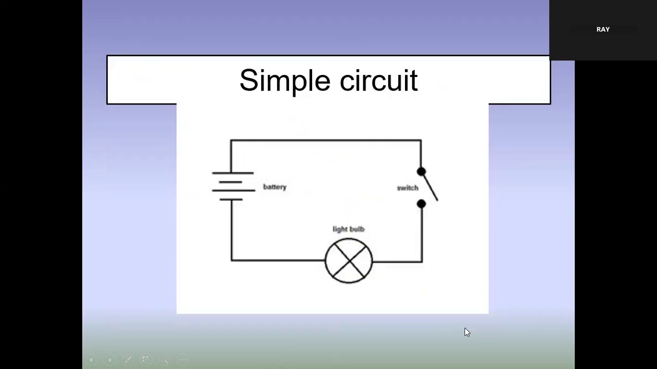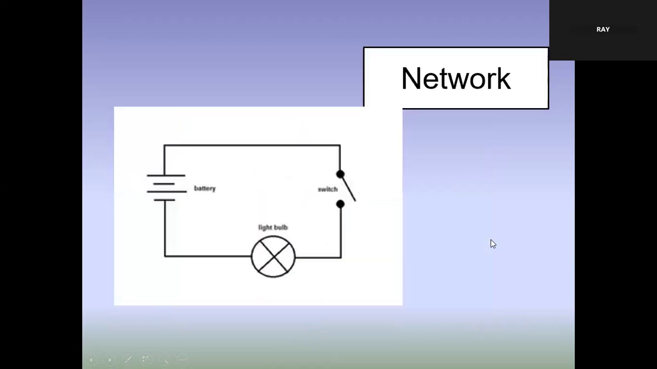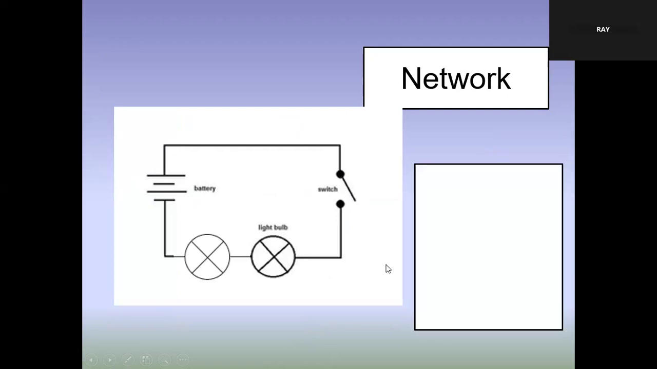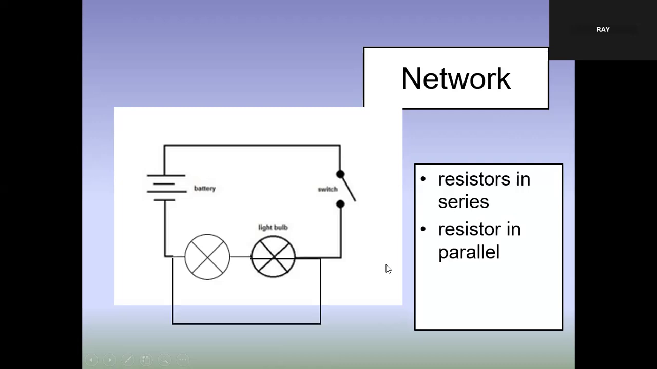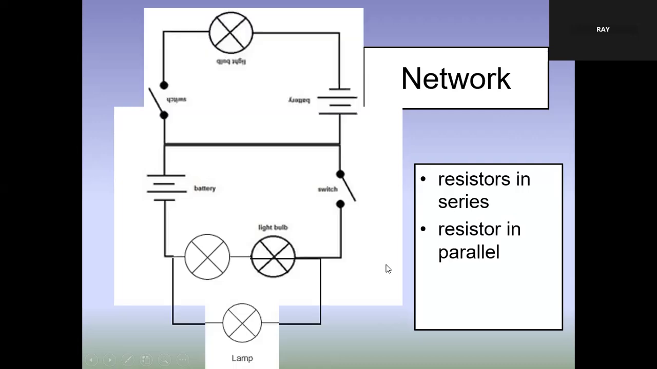Right? This is a simple circuit. You've got a source of energy or battery, then a resistor. This is a light bulb. And a switch. That's a simple circuit. Then we can have a network, a more complicated one. 2 lamps, 2 resistors in series, 2 resistors in parallel. Right? A more complicated network.